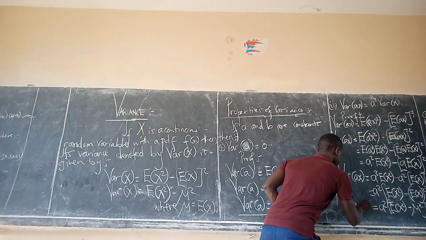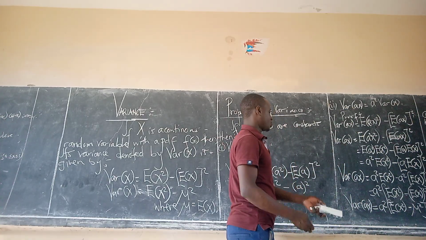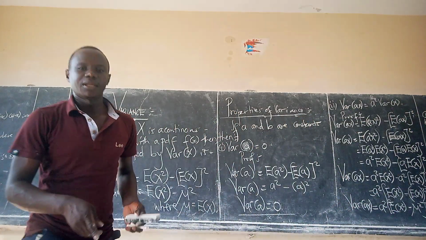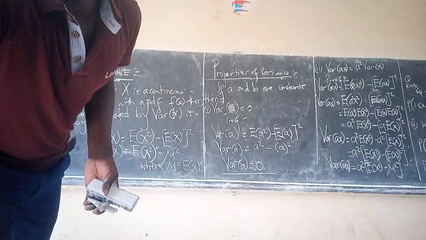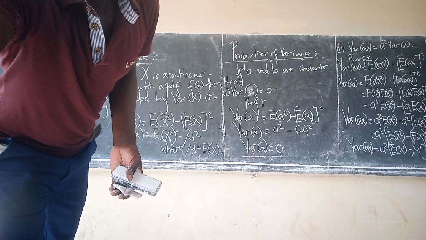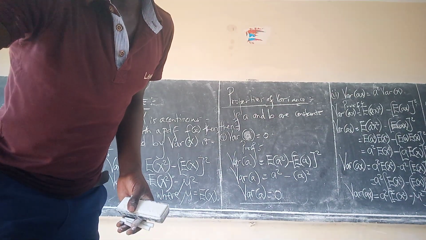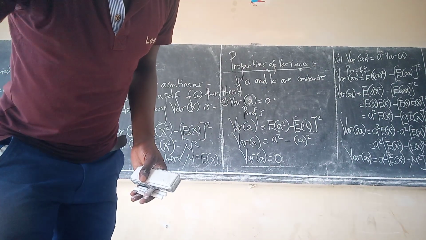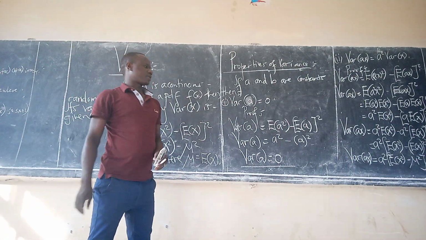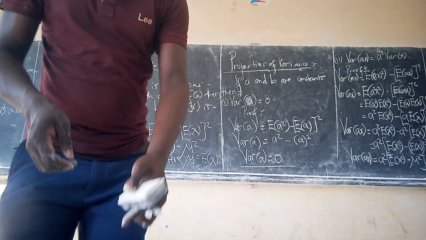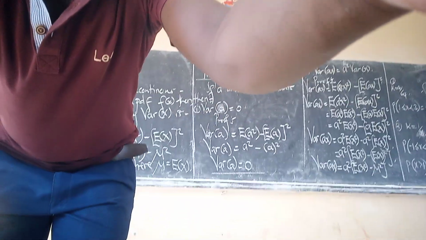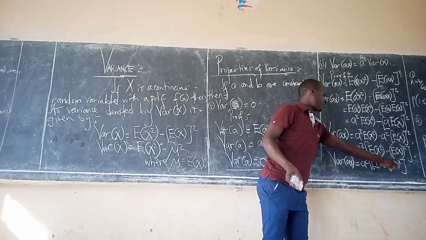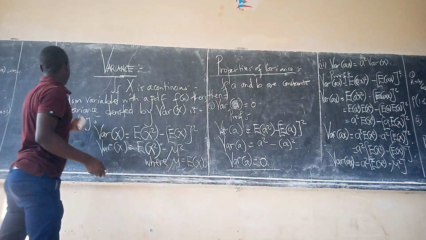We already saw that the expectation of x squared minus mu squared is the same as the variance.